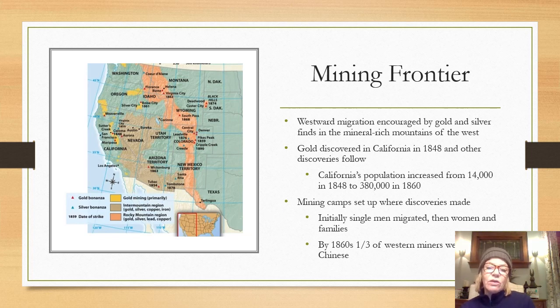There are going to be other finds of gold too. But notice in California, the population in 1848 was only 14,000. By 1860, it was 380,000. This brought people from all over, even from China. And by 1860, one third of all the Western miners, not of all the people, but of the miners, were Chinese. So originally, only men went out there, and then women would follow, right? And then pretty soon, more and more families were coming out there, and then the population would grow.